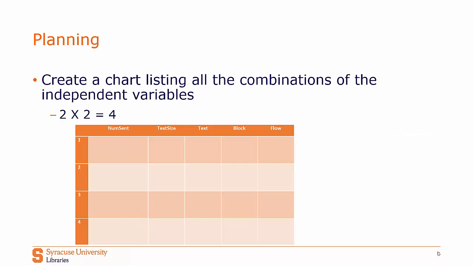Now, as I mentioned, planning is very, very important. What I suggest is creating a chart similar to what you see here, listing all the combinations of the independent variables. In our case, we have a 2x2 design, so that means 4 experimental conditions. And you can see here there are 4 rows, a column for the number of sentences, a column for the text size, and then columns for text, block, and flow. These last 3 columns will make more sense when we actually get into Qualtrics.